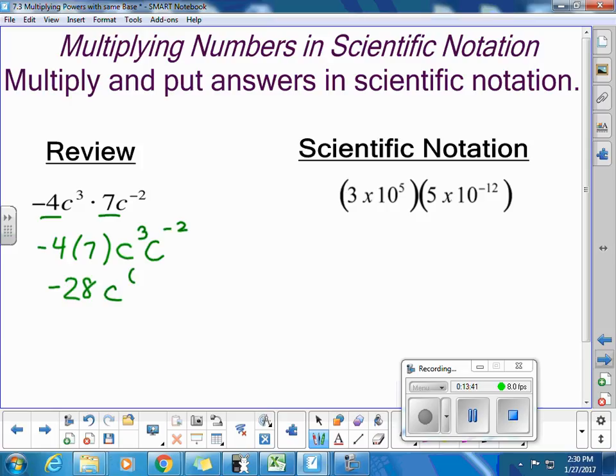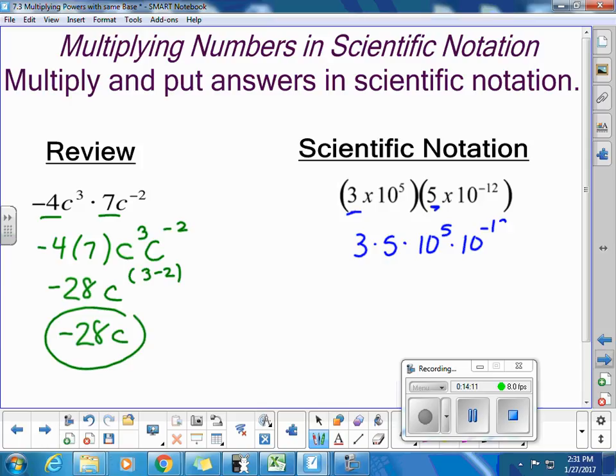C to the 3 minus 2. So negative 28 c. 3 minus 2 is just 1, so c to the 1st, which is just c. So negative 28c. Scientific notation, we haven't talked much about multiplying it. But again, I always just do the leading number times the leading number. So 3 times 5, because we can do it in any order, and then times 10 to the 5th times 10 to the negative 12th.